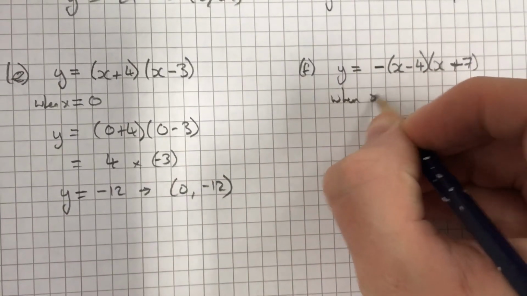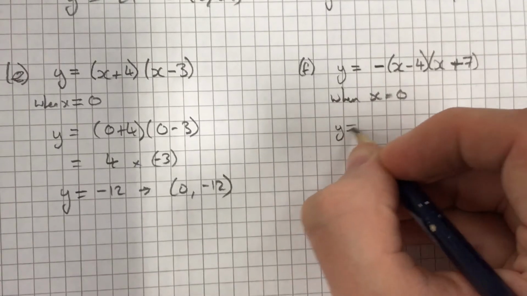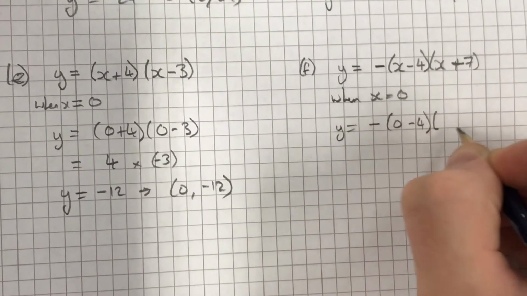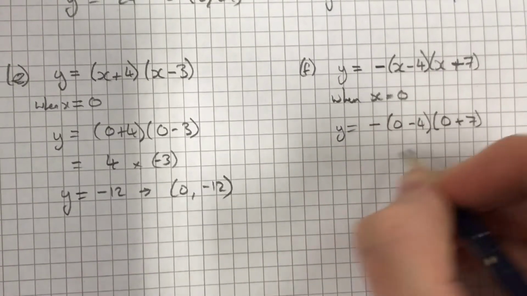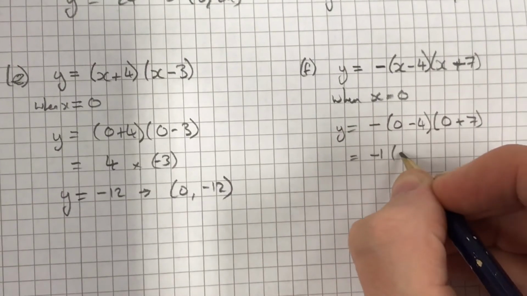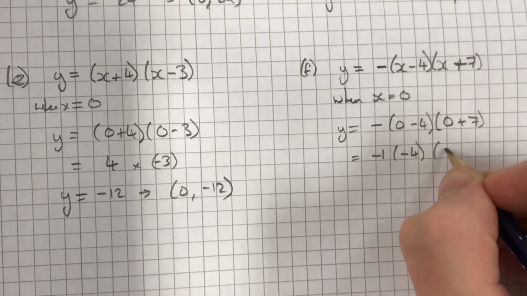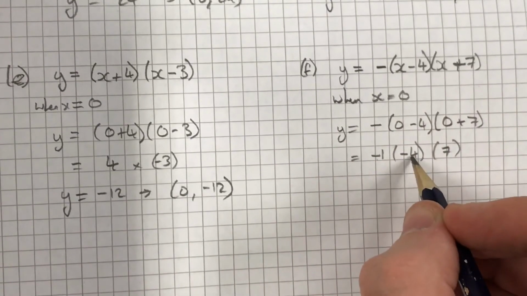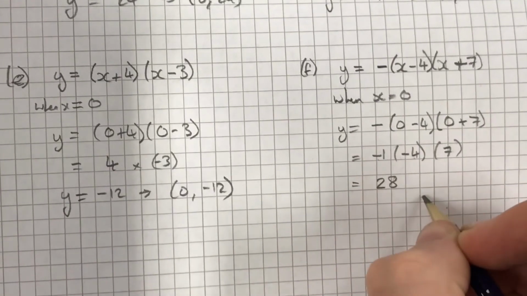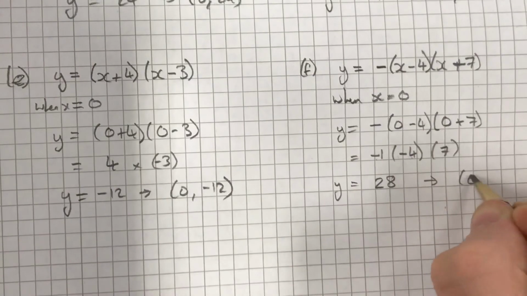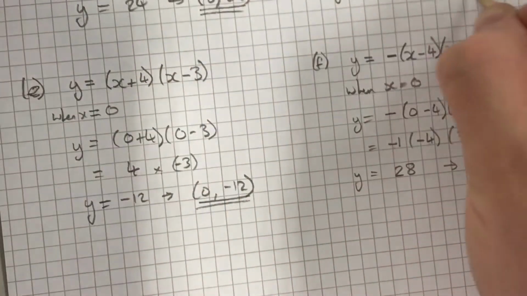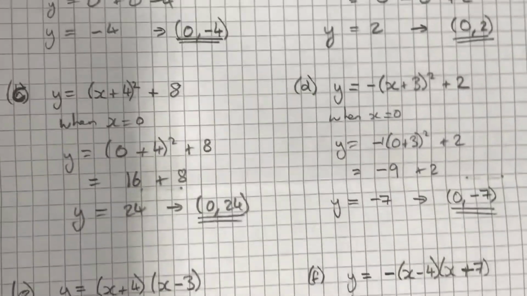And one last time, when x equals 0, y equals negative (0 take away 4) times (0 plus 7). So this is minus 1 times 0 take away 4, which is negative 4, times 0 plus 7, which is 7. Minus 1 times minus 4 is 4, times 7 gives us positive 28. So that means (0, 28). Okay, that's all we're doing.